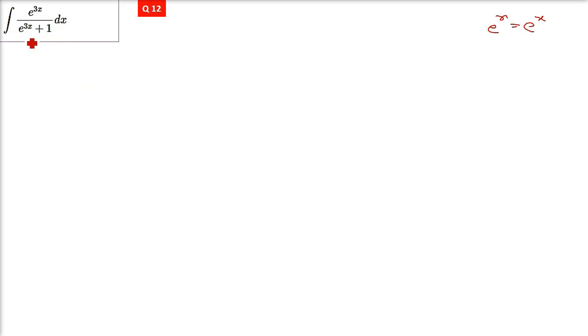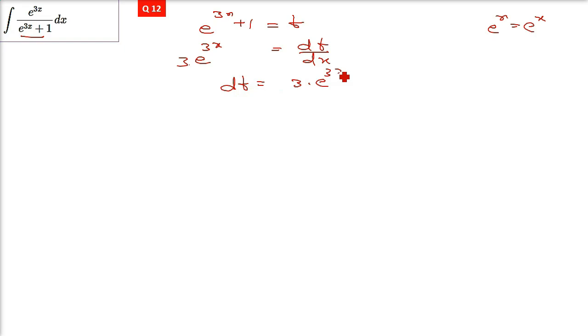Now the trick is we always take the denominator as t, differentiate it, and try to get the numerator out of it. For example, if you take t as e raised 3x plus 1, which is the denominator here, when you differentiate it, dt by dx, what are you going to get? e raised 3x will be e raised 3x only, and differentiation of plus 1 will be 0. And differentiation of 3x also has to be done, and that 3 has to be written. So dt becomes 3 into e raised 3x dx.